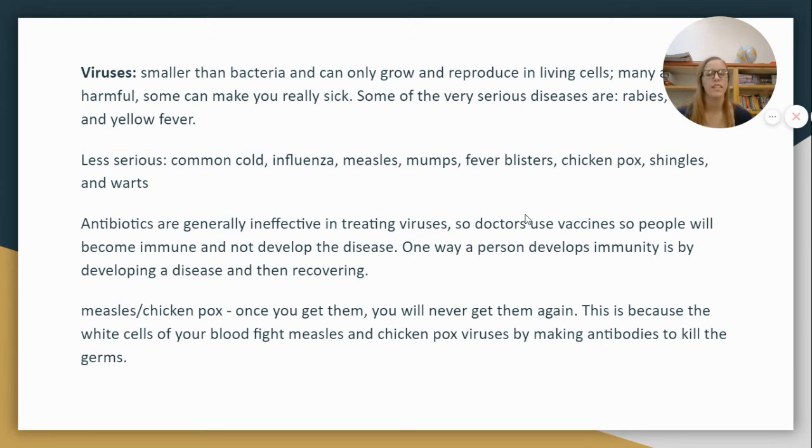This is because the white cells of your blood, you have white and red blood cells, your white blood cells fight the measles and chickenpox viruses by making antibodies to kill the germs. So, like I said, they're kind of building their own immunity.